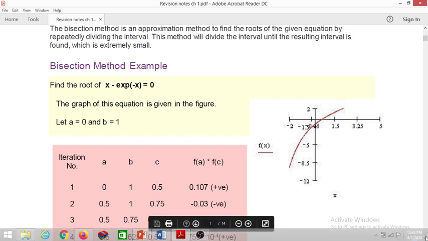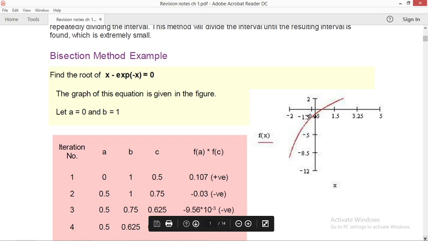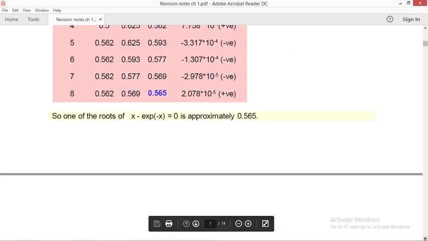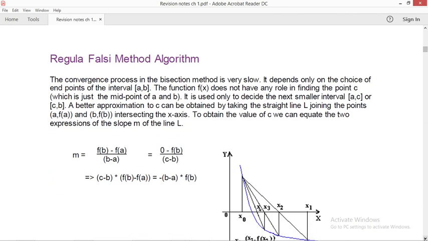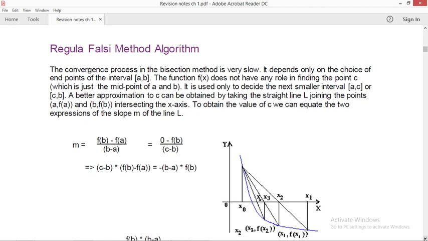Now let's have a look at another method, which is the regula falsi method, also known as the false position method. Now in this, we know the formula for slope. So if I have a slope m, it is going to be f of b minus f of a upon b minus a.